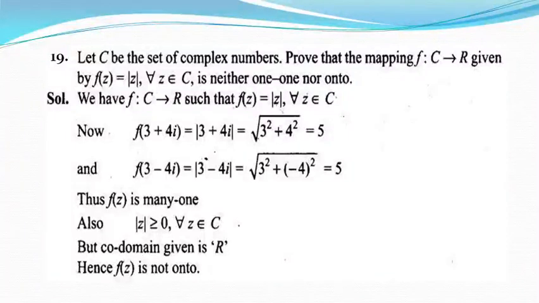Now question number 19. Let C be the set of complex numbers. Prove that the mapping f from C to R given by f(z) equal to modulus of z is neither one-one nor onto. That's what we have to prove. If you remember complex numbers students, how we used to calculate modulus, let's take f of 3 plus 4i. So mod of 3 plus 4i will be equal to under root 3 squared plus 4 squared, equal to 5, and if we take f of 3 minus 4i, it will also be 5. So it is definitely many-one.